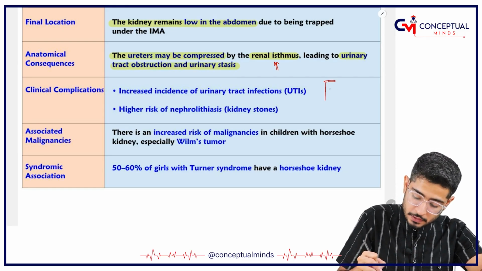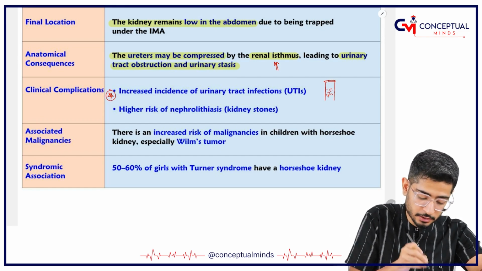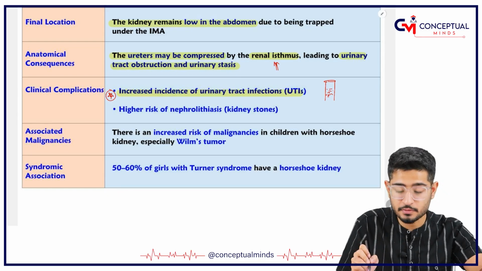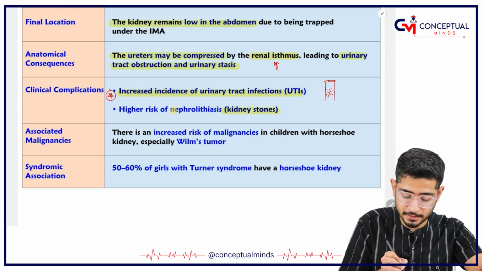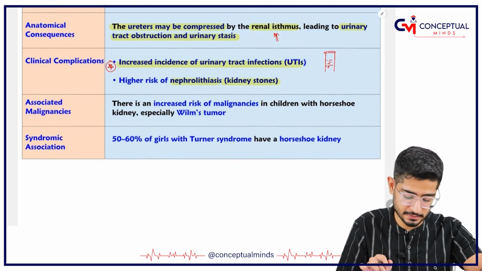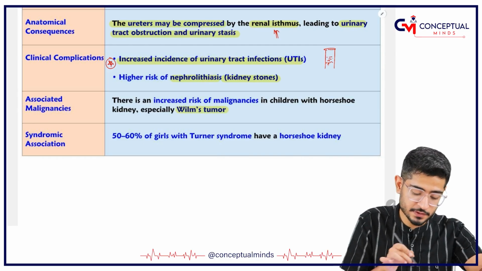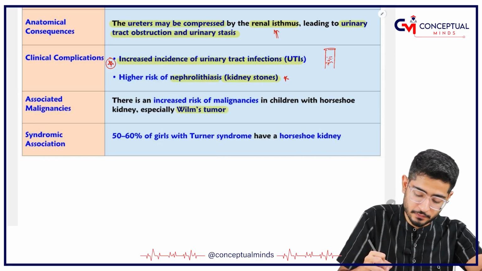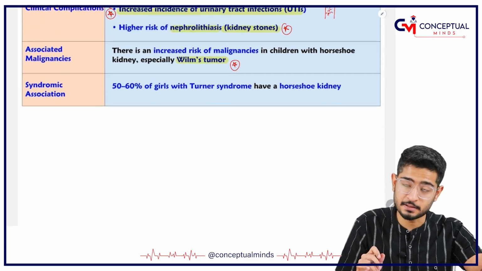Because of the stasis of the urine, the bacteria are going to overgrow, and that leads to an increased incidence of urinary tract infection. Sometimes stones might also develop, and that causes nephrolithiasis. There is also an associated risk of Wilms tumor. So nephrolithiasis, Wilms tumor, UTIs, all these things can occur.